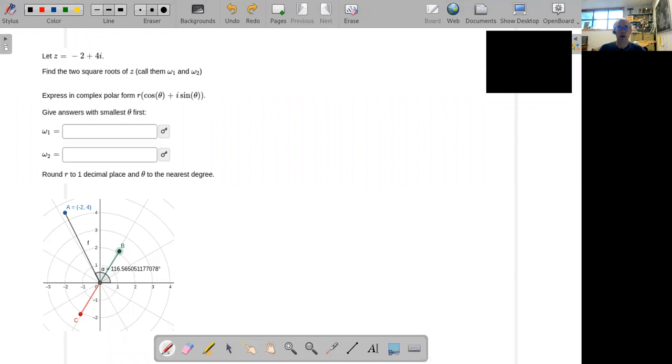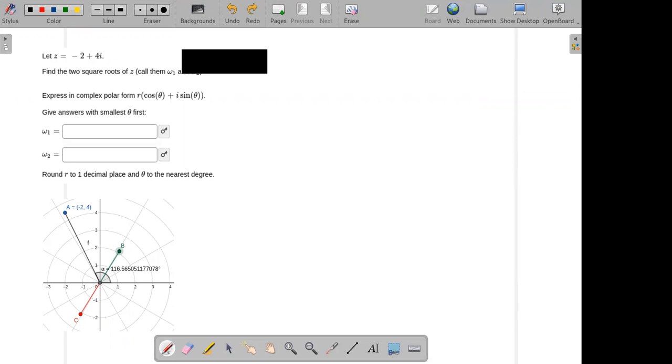Let's have a little fun with some polar numbers. In particular here, we're going to take a square root of a polar number. So I just want to show graphically what's going on.